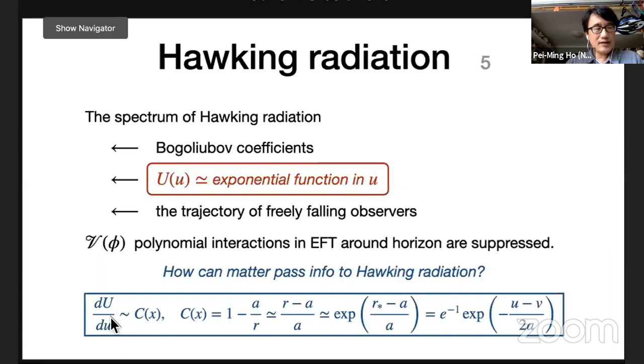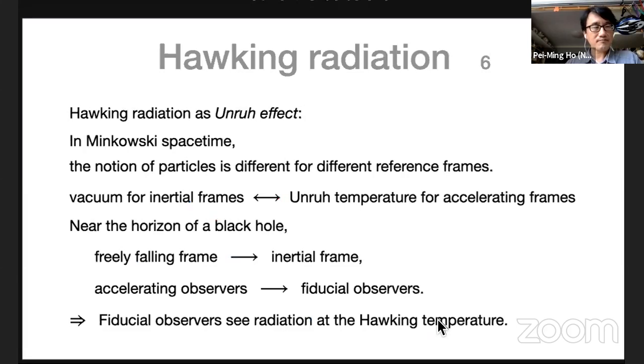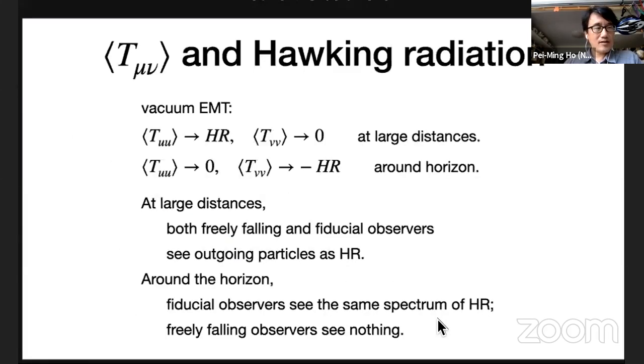Now we showed that their relation is given by C, but the Schwarzschild metric gives you C equal to 1 minus a over r, which can be written in an exponential form. So you do have this exponential relation between capital U and little u. So that's why you have Hawking radiation. If you modify the Schwarzschild metric such that C still has an approximate exponential form, you would still get Hawking radiation. Let me skip that page, which only refers to the Unruh effect as another way to interpret Hawking radiation.